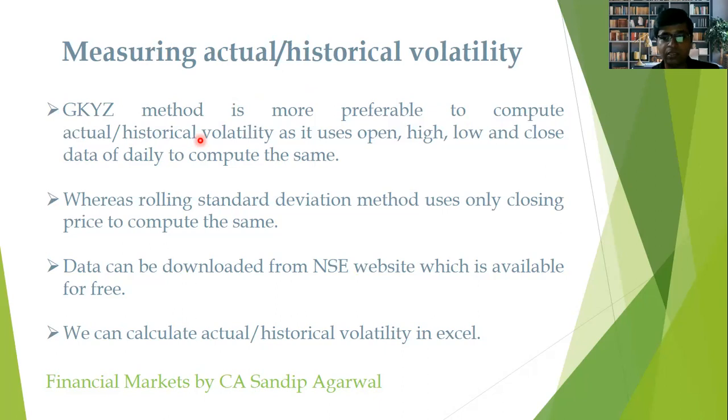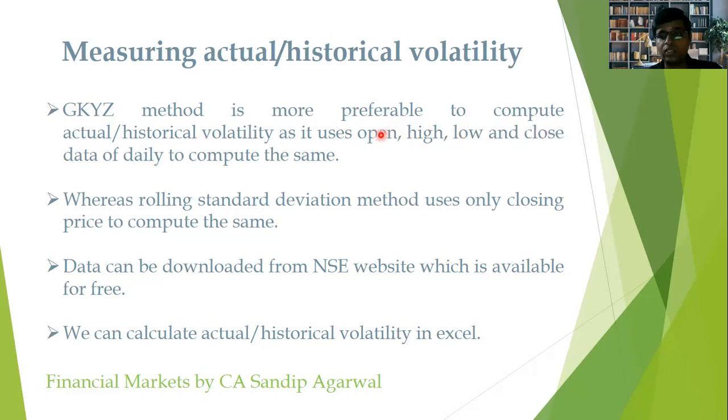Another is the high price, that is the price which was the highest for the Nifty underlying instrument on that particular day. Another is the low price, that is the price which was the lowest price point of the Nifty underlying instrument on that particular day. And the fourth one is the close price, the price at which the Nifty instrument closed at the end of the day. So there are basically 4 data points: open, high, low, and close.